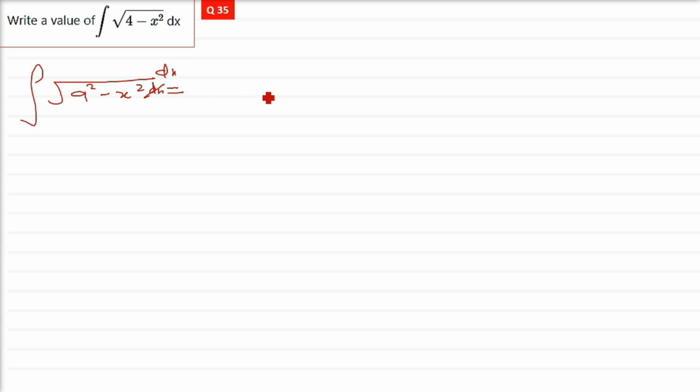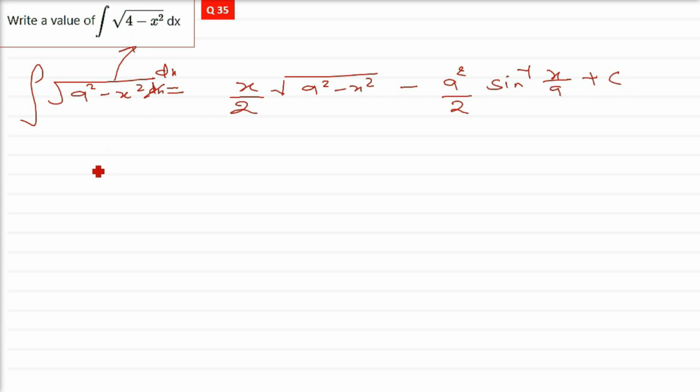Okay. Now when we integrate this, we are going to get x by 2 under root a square minus x square, and then we have a square by 2 sine inverse x by a plus constant of integration. Now we can change this question into this form, that is 4 can be written as 2 square minus x square and this inside a root. So wherever x is there, keep it like this. Wherever you get a, you can replace it by 2.